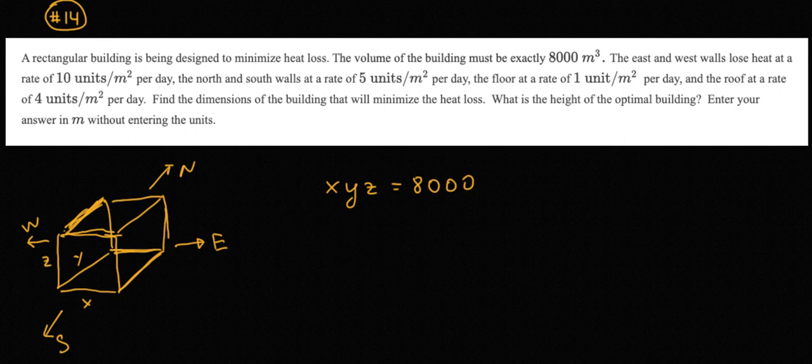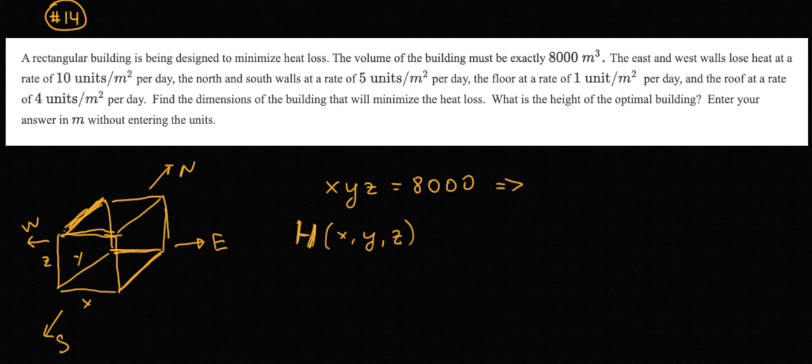Next, what we need to express in terms of our variables is the amount of heat that the building will lose each day. So let us denote this amount by H for heat. Now, in principle, it's a function of all three variables, x, y, z, and this is just saying that the amount of heat that the building will lose per day depends on what the dimensions are.